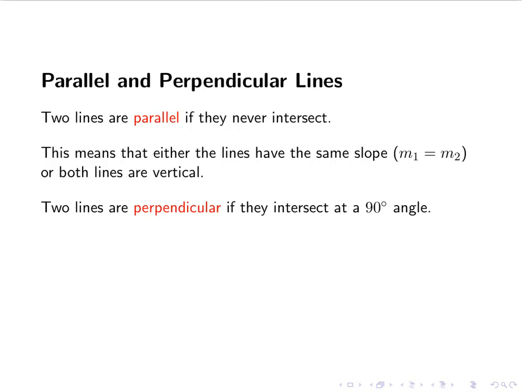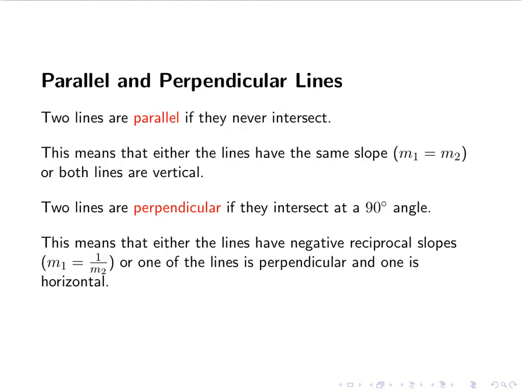Two lines are perpendicular if they intersect at a 90 degree angle. What that means for their slopes is that one of the slopes has to be the negative reciprocal of the other. Oops, I forgot the negative sign there. So we should have M1 equals negative 1 over M2. Or one of the lines is vertical and the other one horizontal. Because again, vertical lines don't have a slope, so I can't have a negative reciprocal of something that doesn't exist.